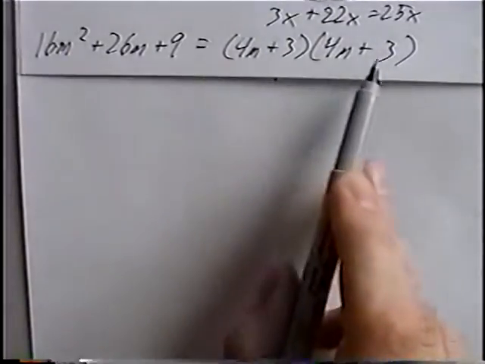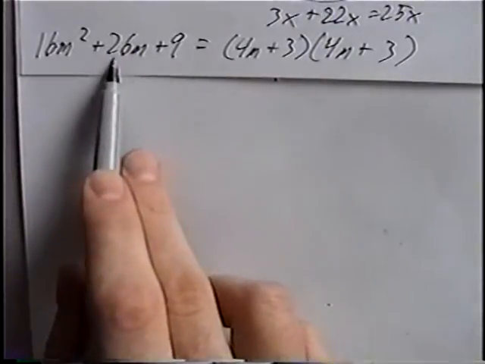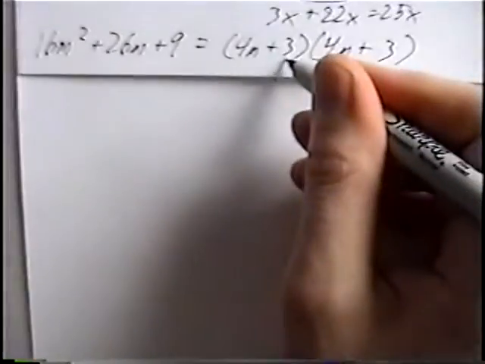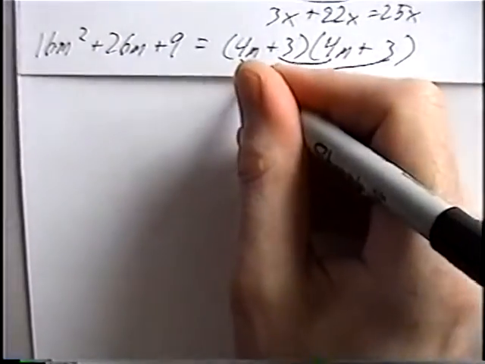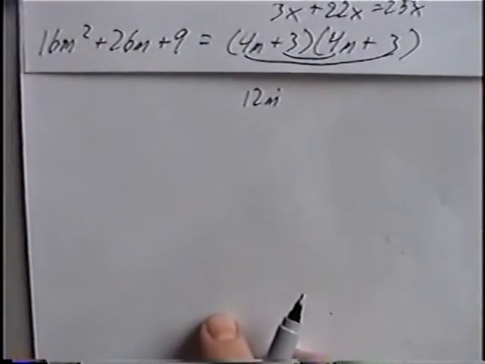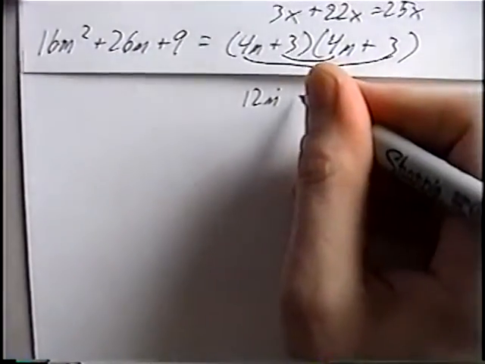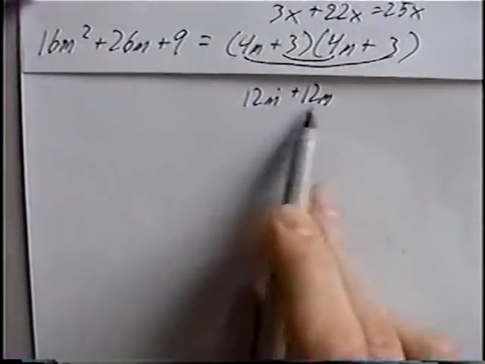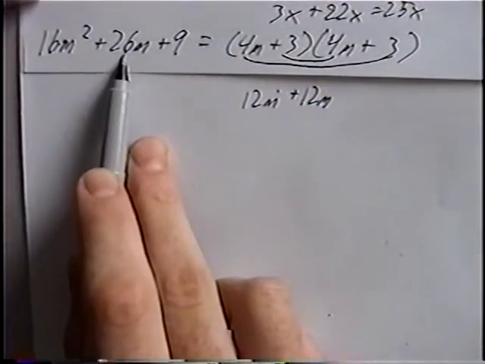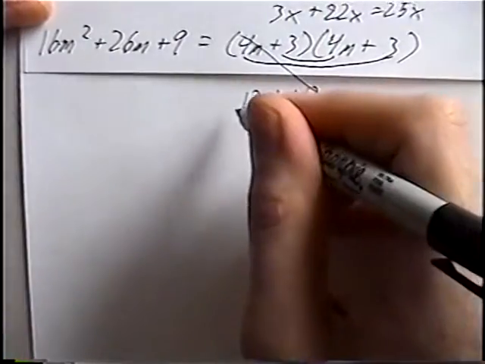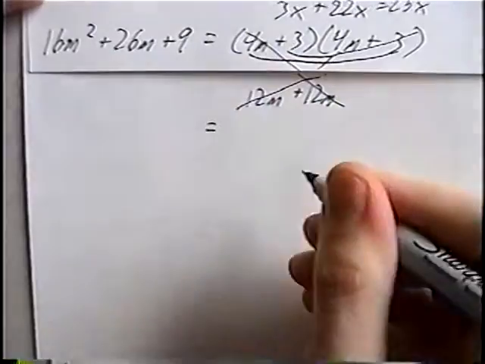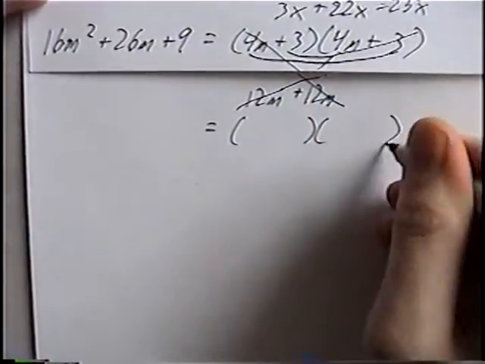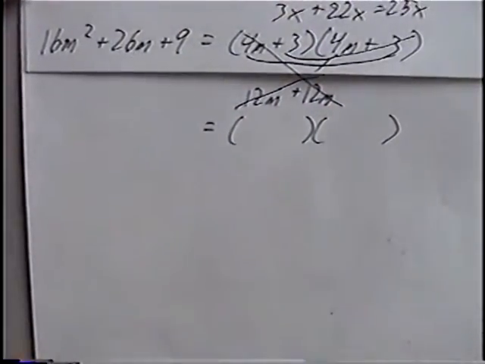So again, 4m times 4m is 16m squared. 3 times 3 would be 9. And now we have to check and see if it's 26. If you do the outside and inside terms, 4m times 3 would be 12m. And 3 times 4m would be 12m also. Adding those up, it's 24m, which is not 26m, which means this answer would be incorrect. Guess and check. You'll basically guess until you get the right answer, guess until it adds up to 26m.